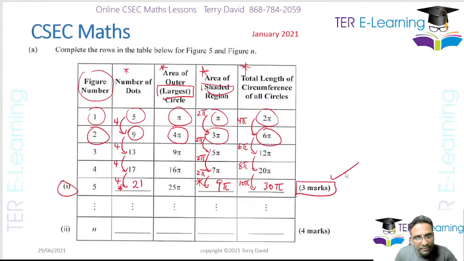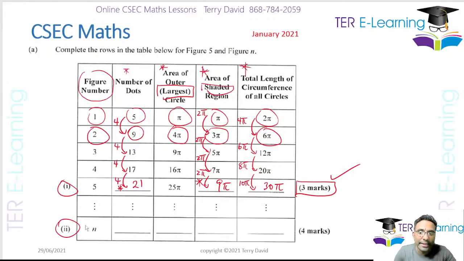So that's it. That's it for 3 marks there for filling out these things. So what you have to do, you have to look and identify what is the pattern. That's what we're doing, right? We're looking and trying to identify a pattern, right? So that's 3 marks. Now let's do this part here now.